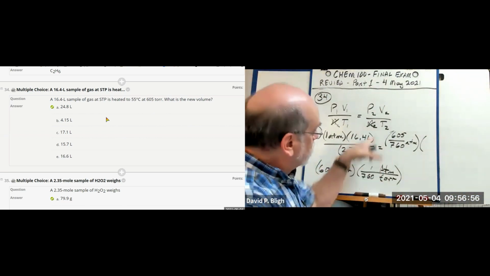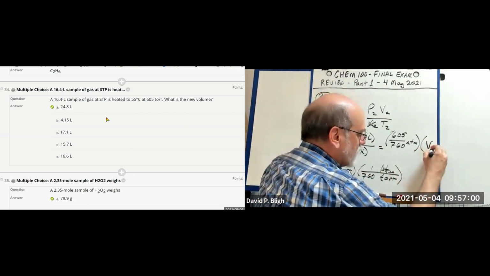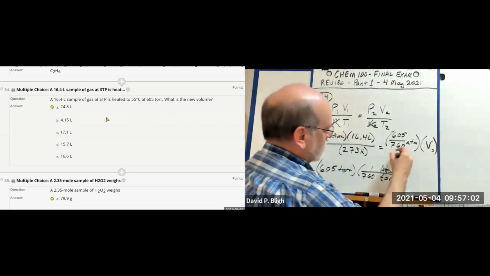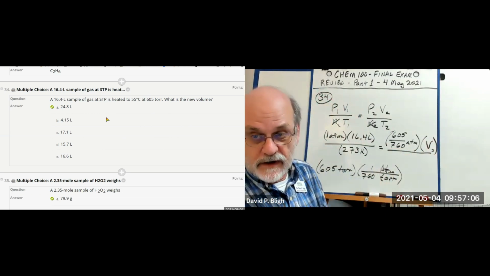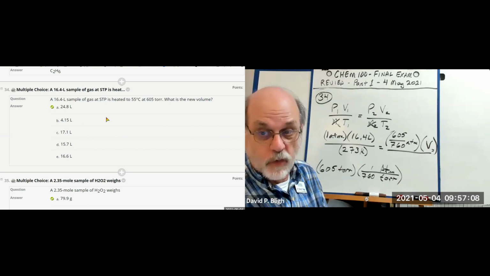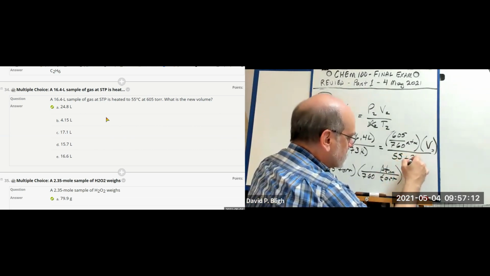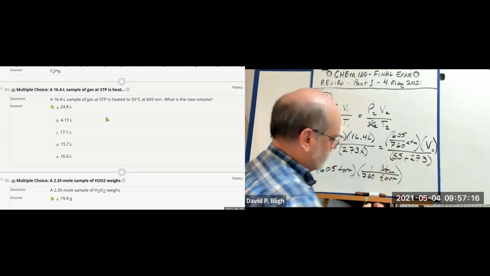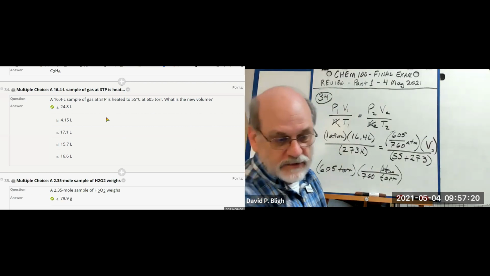So the question is, what's the new volume, which is V2? So that's our unknown. How about temperature? The new temperature is 55 degrees Celsius, which is what in Kelvin? Well, it's 55 plus 273. There you go. So now all we have to do is solve the mathematical problem.